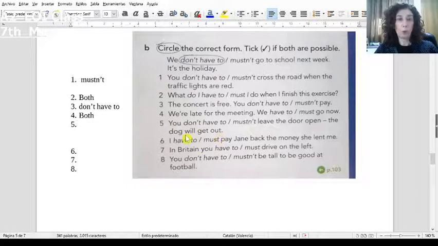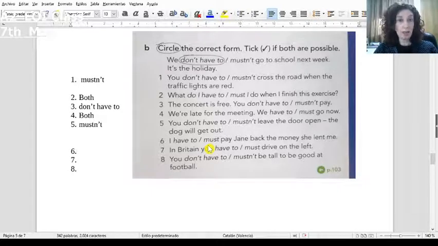Bueno, es tu perro, no quieres que se escape, lo quieres mucho, entonces prohibido dejar la puerta abierta. Mustn't leave the door open. ¿Entendéis? Yeah? 6. I have to pay Jenny back the money she lent me or I must pay Jane back the money she lent me.